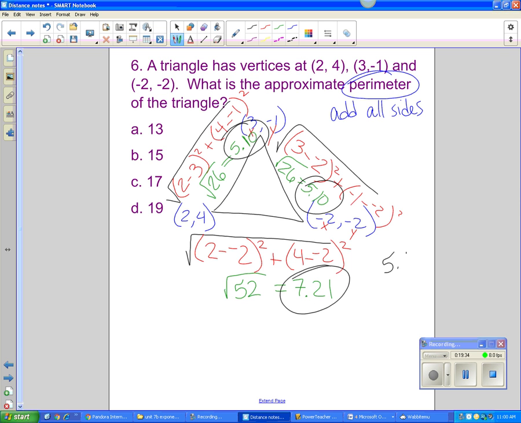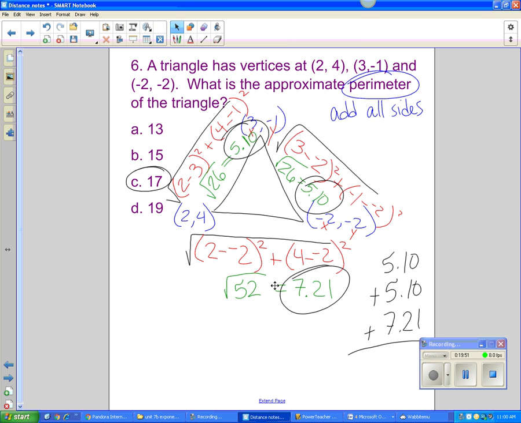Good. 5.10 plus 5.10 plus 7.21. Okay? Give people a minute to do it, guys, before you say the answer. All right? So the closest answer is C. Okay? Any questions on this one?